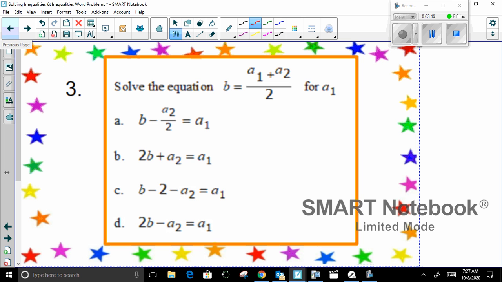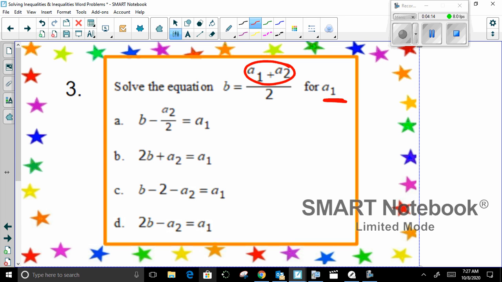All right, number 3 and number 4. Actually, I did these with everybody in class as a warm-up, but I will do them with those of you that are at home. So solve the equation for a sub 1. So you have a bunch of variables here. This is a literal equation. Remember, when the whole thing's a fraction, you can't touch the numerator until you get rid of the denominator.